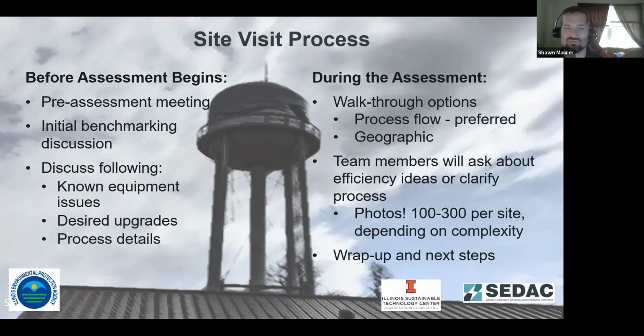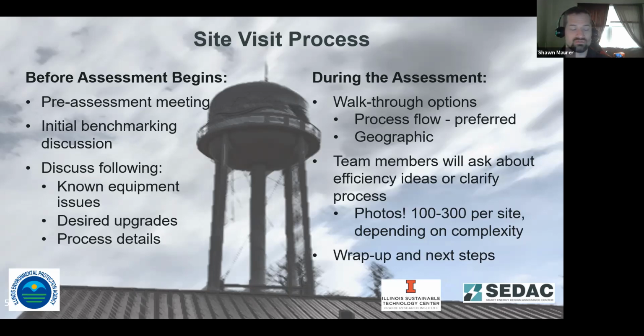Usually we like to walk through your process following the process flow from raw water influent all the way to finished water output. And we're going to be asking a lot of questions as we go through, trying to identify savings opportunities, things that you've looked at in the facility, the way things work. And what we're doing there is just trying to identify if there are any process improvements that can happen, any equipment upgrades that we can look into.